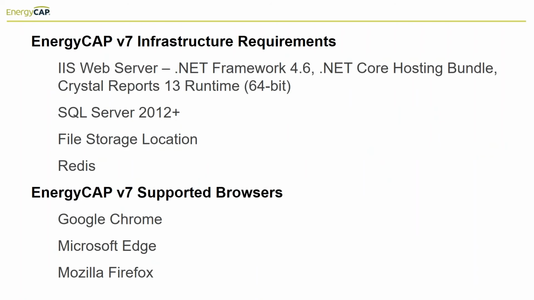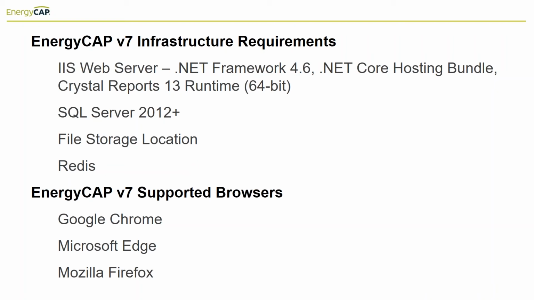Let's take a little bit of time to talk through the infrastructure requirements for EnergyCAP version 7. First off, EnergyCAP version 7 is a web application, and it requires IIS as a web server, as well as 3 packages that need to be installed on that server as well: .NET Framework 4.6, .NET Core Hosting Bundle, and Crystal Reports 13 Runtime. These are all libraries that we provide during the installation process, and we'll talk more about that in a little bit.